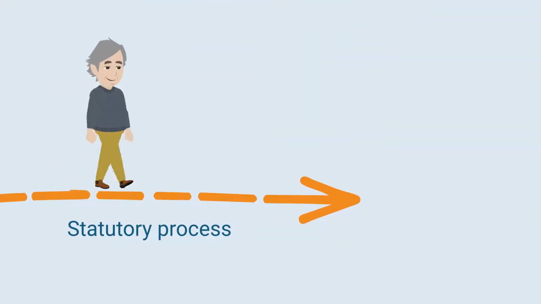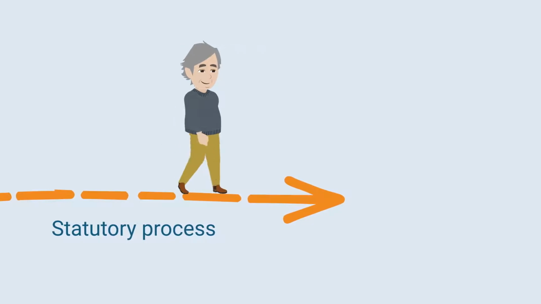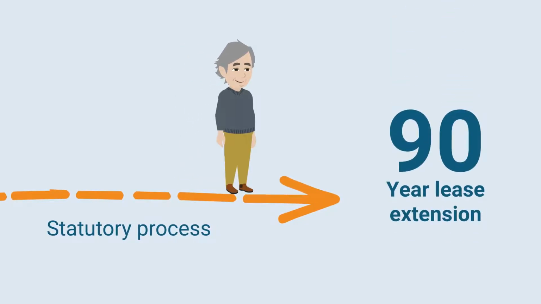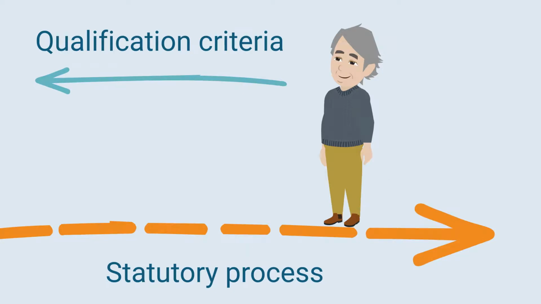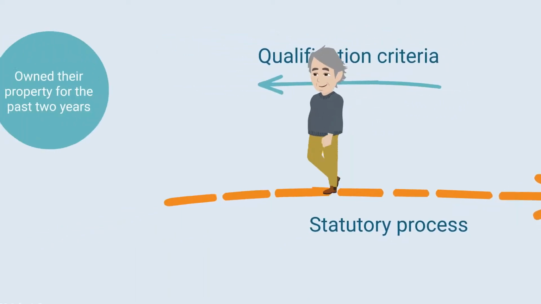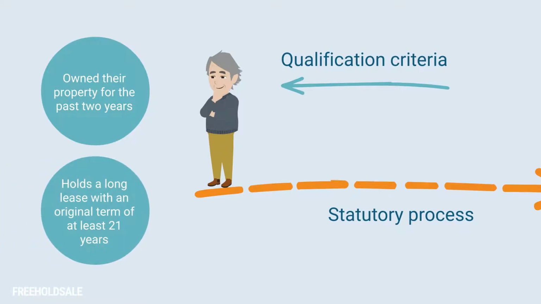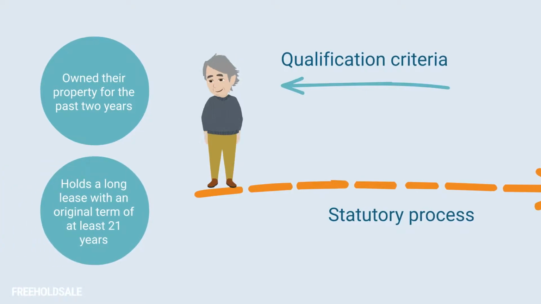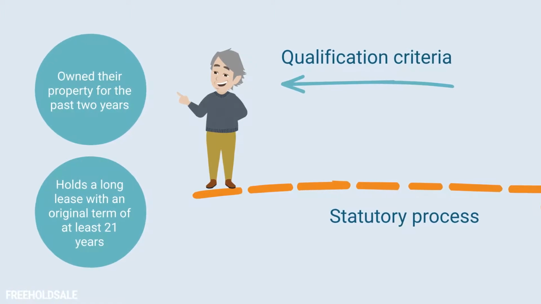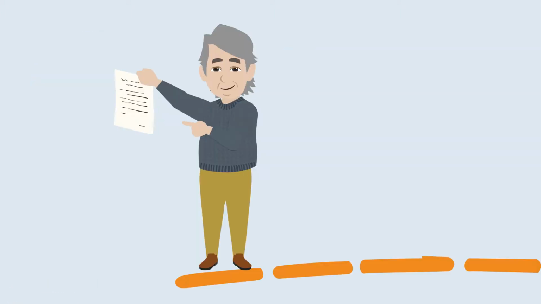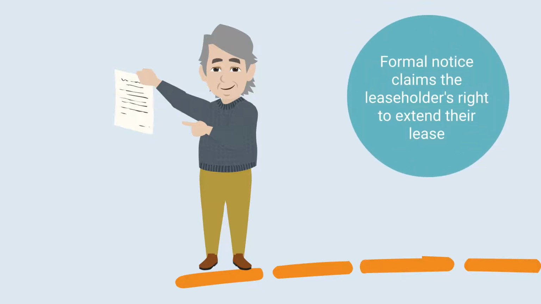By following the statutory process, leaseholders can obtain a 90-year lease extension. However, they must first meet a range of qualification criteria, which includes owning their property for the past 2 years and holding a lease with an original term of at least 21 years. If the leaseholder qualifies, they can start the statutory process by issuing a formal notice on the freeholder, which claims their right to extend their lease.